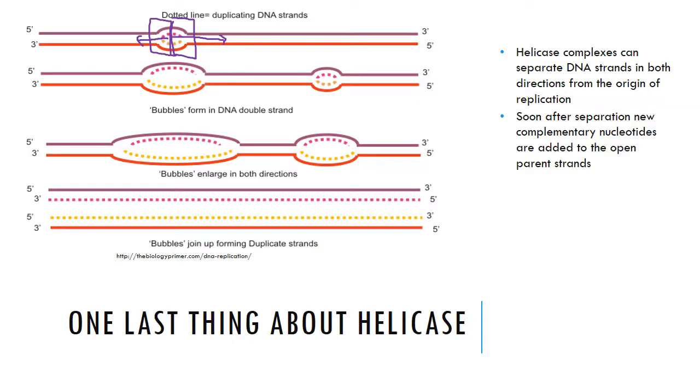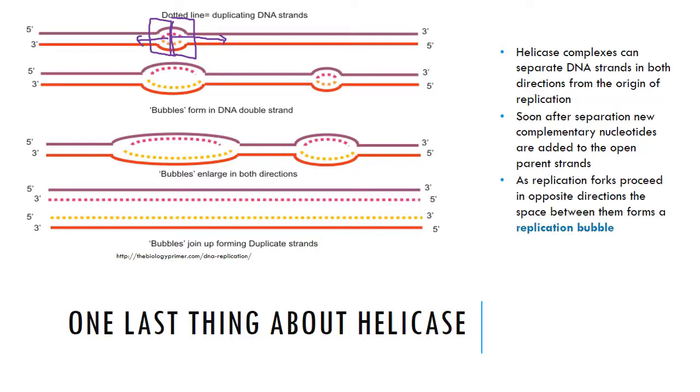It will open up, and soon the new strands will be built, and we'll talk about how that works in a few minutes. Eventually what will form is a replication bubble, and finally those replication bubbles will become so large, as we can see down here on this strand, that the bubbles will meet up with each other, and eventually a whole strand with no gaps in it will be formed.